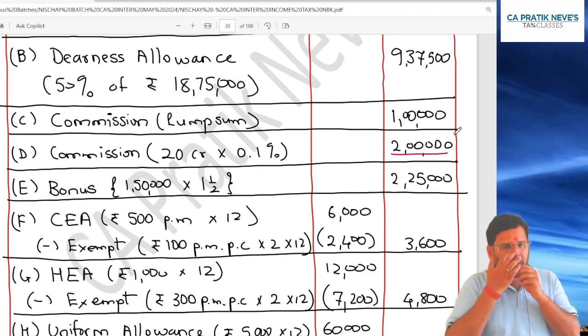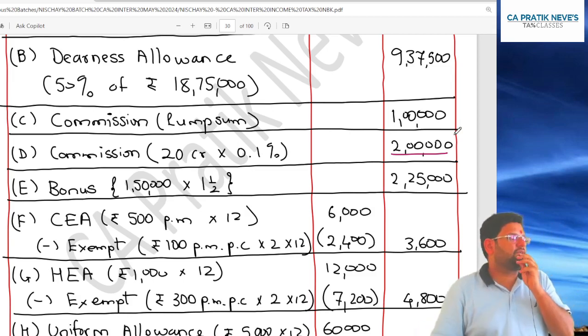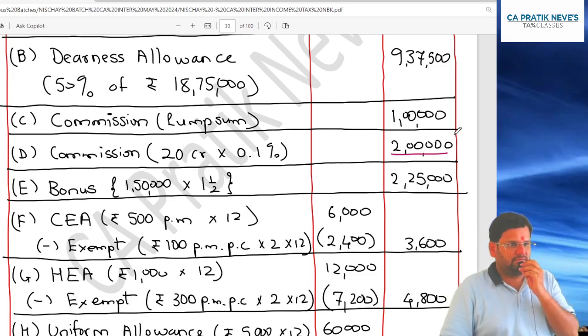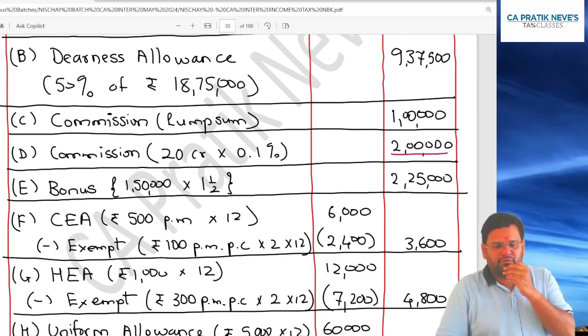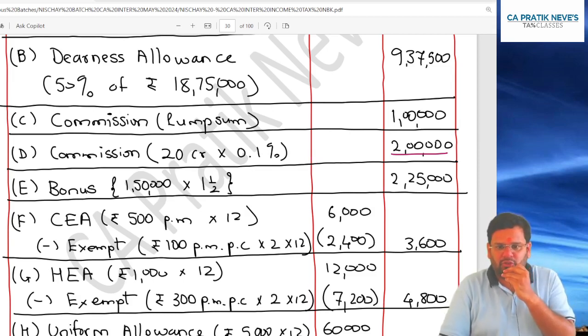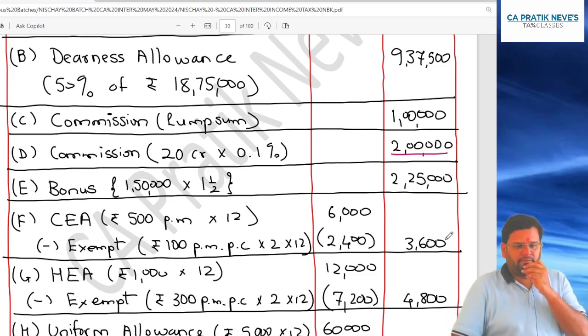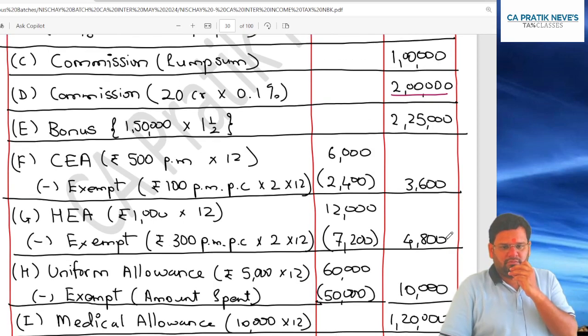Bonus. Bonus is 1.5 months basic. So basic of October. In October, your basic was 1 lakh 50,000. So take 1 lakh 50,000 into 1.5. So is it 2 lakh 25,000?